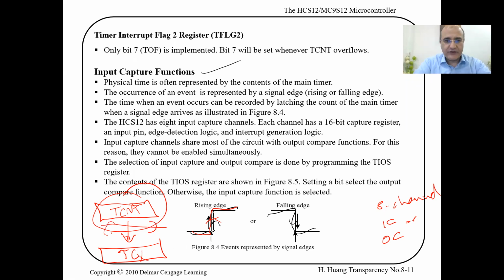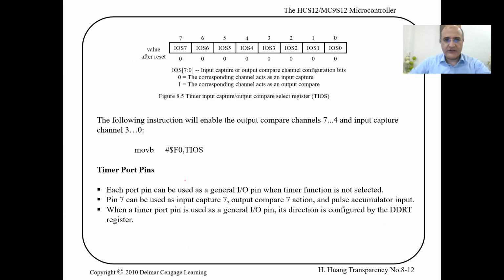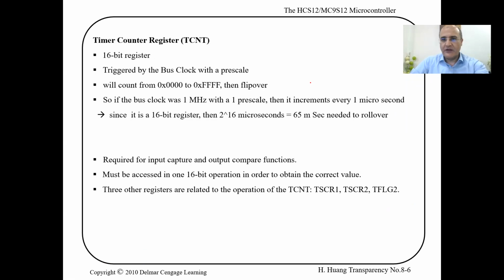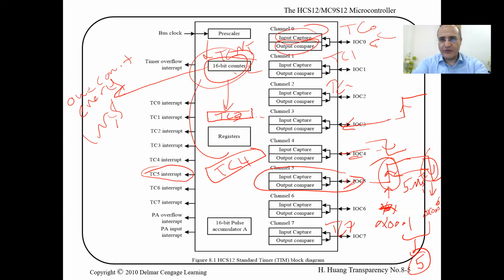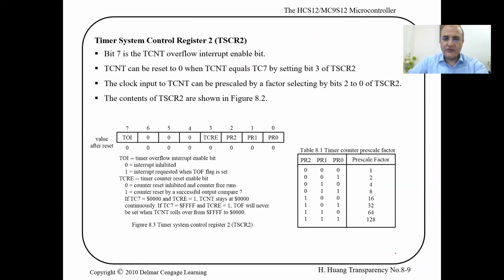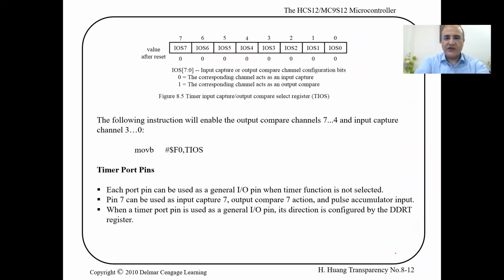Okay, how do we configure the bits or the channels to work in the input capture mode or output compare mode? These channels. How do we make this input capture method? Let's say we want to configure the first 4 as input capture and the last 4 as output compare. How do we do this? We do it through programming the TIOS register, the timer input capture output compare register. A 0 means input capture, a 1 means output compare.